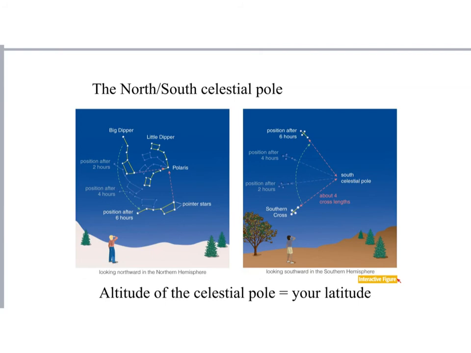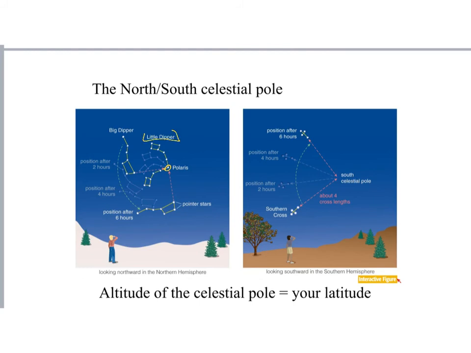Of course, assuming that your phone for some reason doesn't have an app to tell you exactly your coordinates, in that case you're going to need to be able to find Polaris. So here's what you're going to do. You're going to look for the Big Dipper or the Little Dipper constellation.